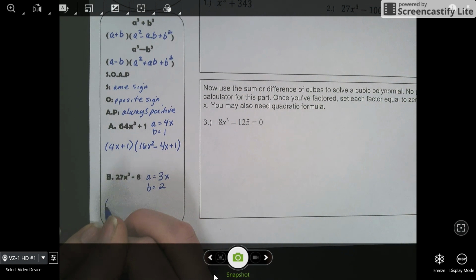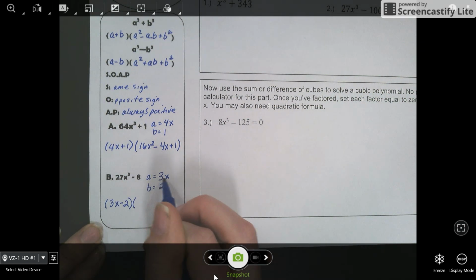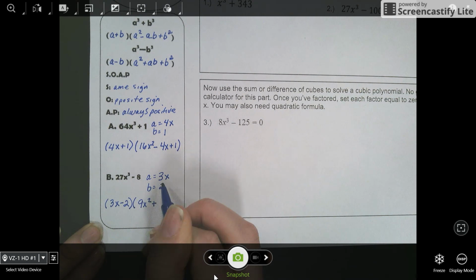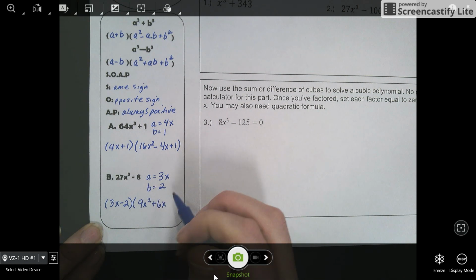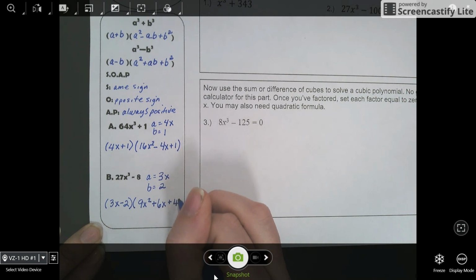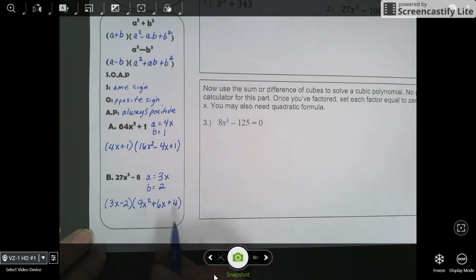So I'm going to do 3x minus 2, and then a squared, so that's 9x squared. Opposite sign, so it's a positive. And then a times b, which is 6x. And then b squared at the end, so plus 4. All right, so I've broken that apart.